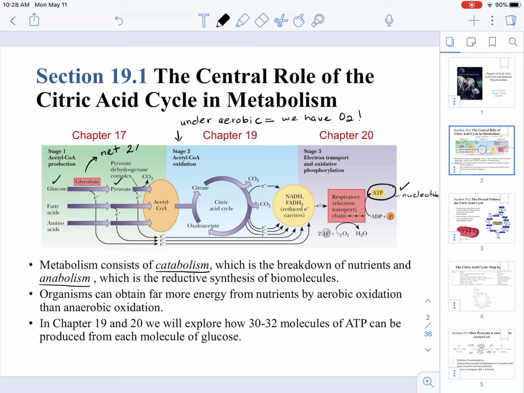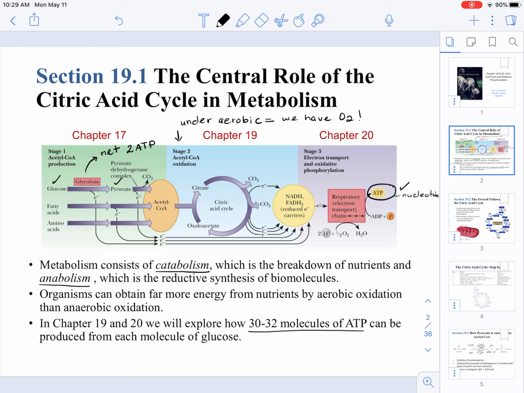Now, we have so far discussed in Chapter 17 that the process of glycolysis has a net of 2 molecules of ATP made from 1 molecule of glucose. But in Chapter 19 and 20, we are going to be exploring how, once that pyruvate is made and through the aerobic process of the citric acid cycle and then oxidative phosphorylation, we can make anywhere between 30 to 32 molecules of ATP, okay? And all of those are coming from 1 glucose molecule.